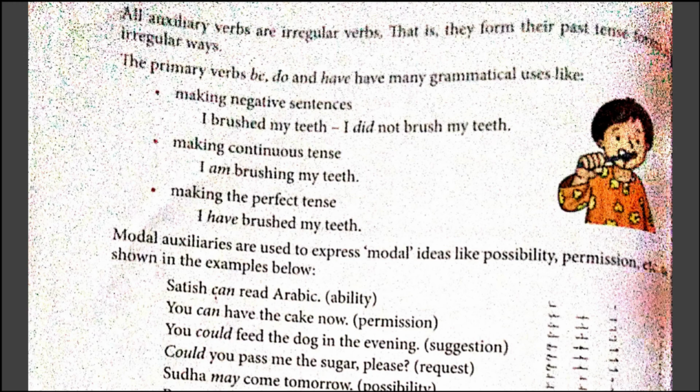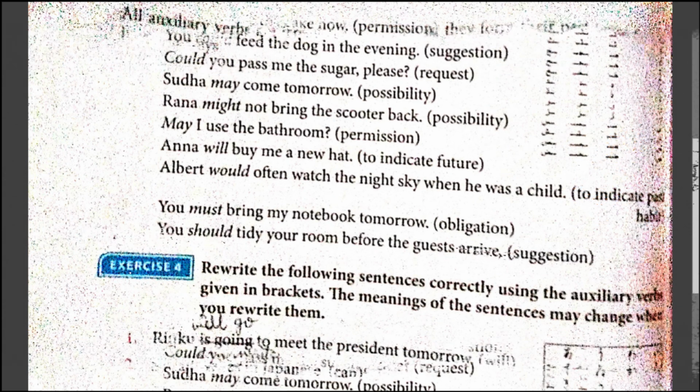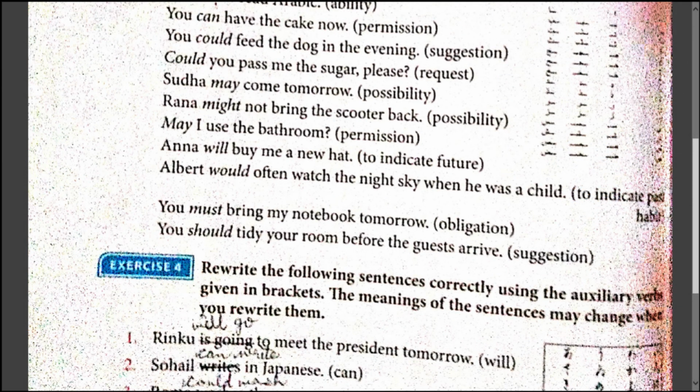Next, Sudha may come tomorrow. Here it's a possibility that she may come or she may not come, so you underline may. Next, Rana might not bring the scooter back. The possibility is that he may not bring it. When you are speaking of the past, you use might instead of may. Next, may I use the bathroom? Here you are asking permission, so you use may.